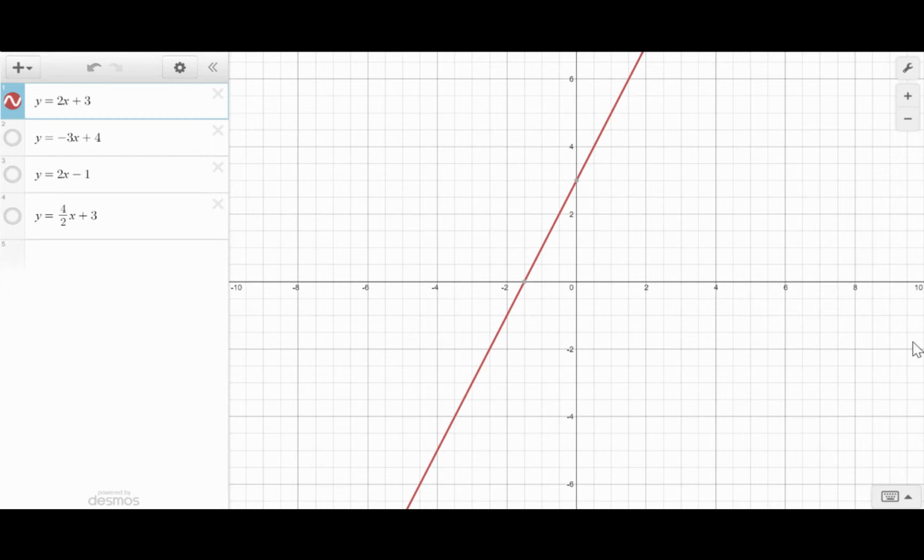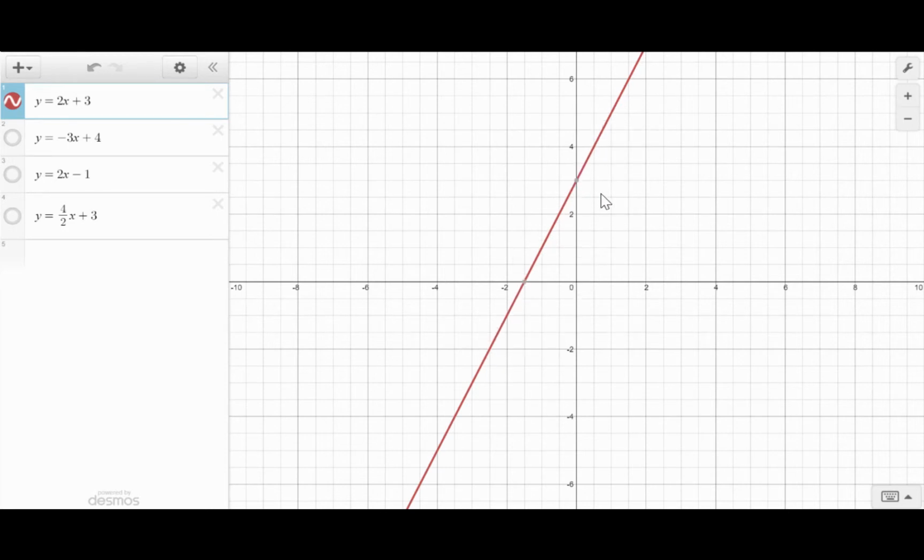Now, if I picked another point, something out maybe in this region, since it's not on the line, that point is not going to satisfy this equation. Well, that's great. So now I have lots of points that satisfy this linear relationship, y equals 2x plus 3.